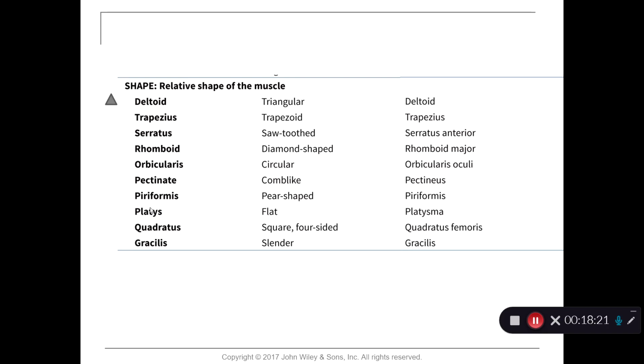Talking about shape, we've got deltoid. Delta just refers to the three-sided triangle. The trapezius is basically a triangle that you've bulked up and given a fourth side. The serratus is the saw or saw teeth. It can serrate things. Rhomboid is diamond shape. If you remember our little circular discussion, orbicularis is anything that refers to a circle. Pectinate being comb-like, piriformis being pear-shaped, platys being flat, kind of like the platypus tail, quadratus being square, and gracilis being nice and slender.